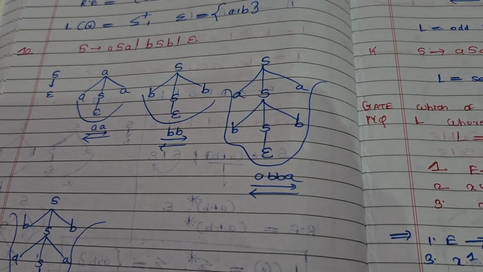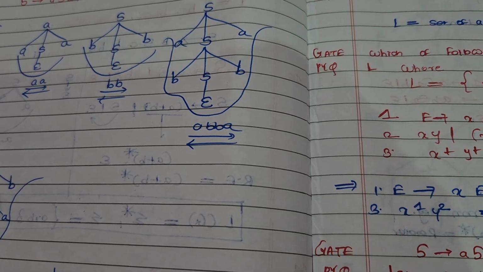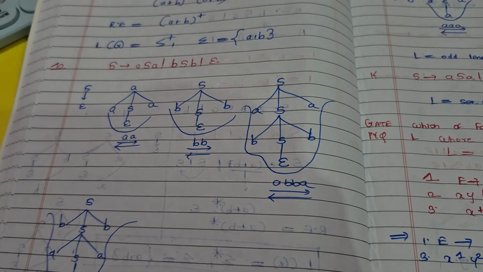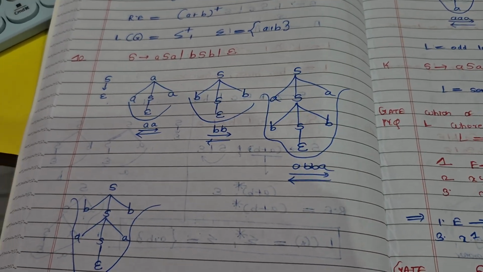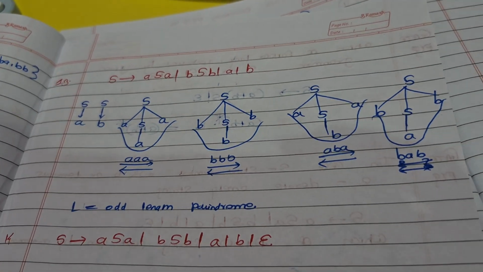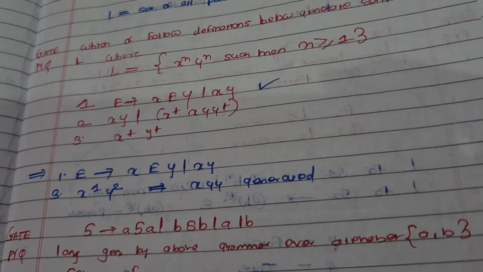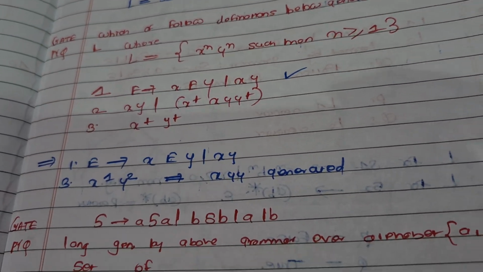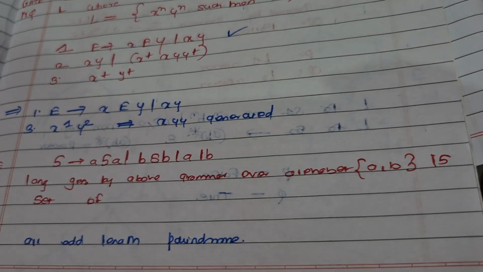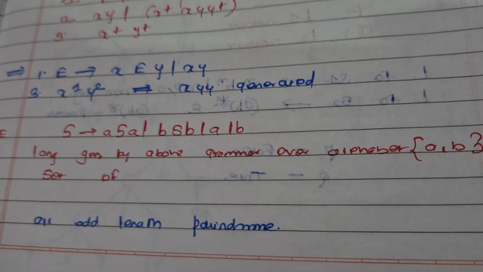If you keep practicing, keep in mind that questions can also be asked on this. I think once you practice, and if you remember this, it will be really easy going forward while solving questions. Odd length palindrome, even length palindrome, set of all palindromes. Here you can see GATE PYQ started. The language generated by the above grammar over alphabet {a, b} is the set of all odd length palindromes. This is what we have already seen directly.